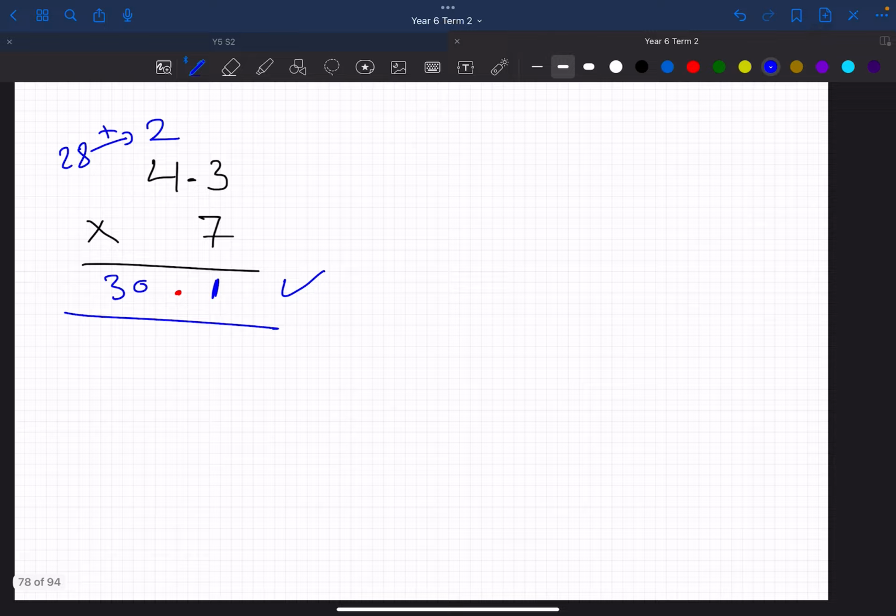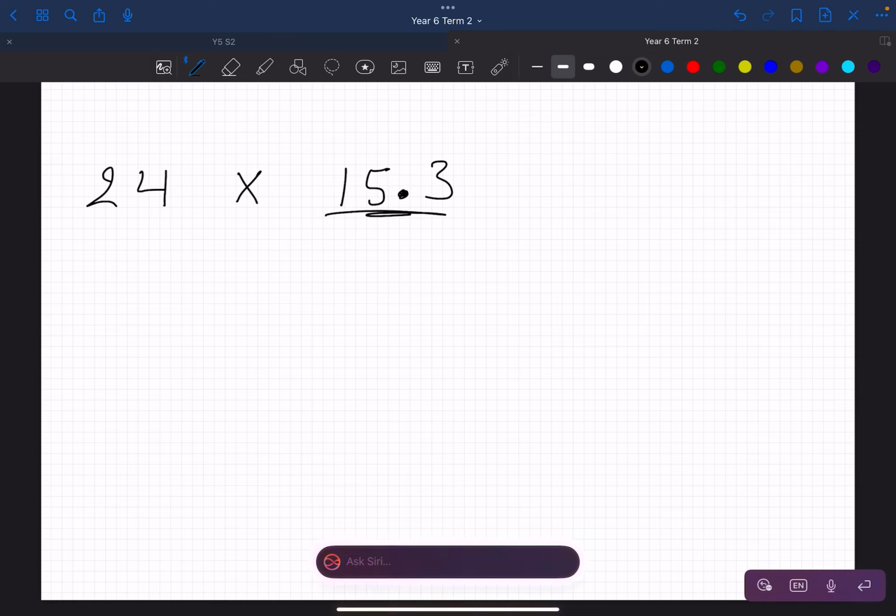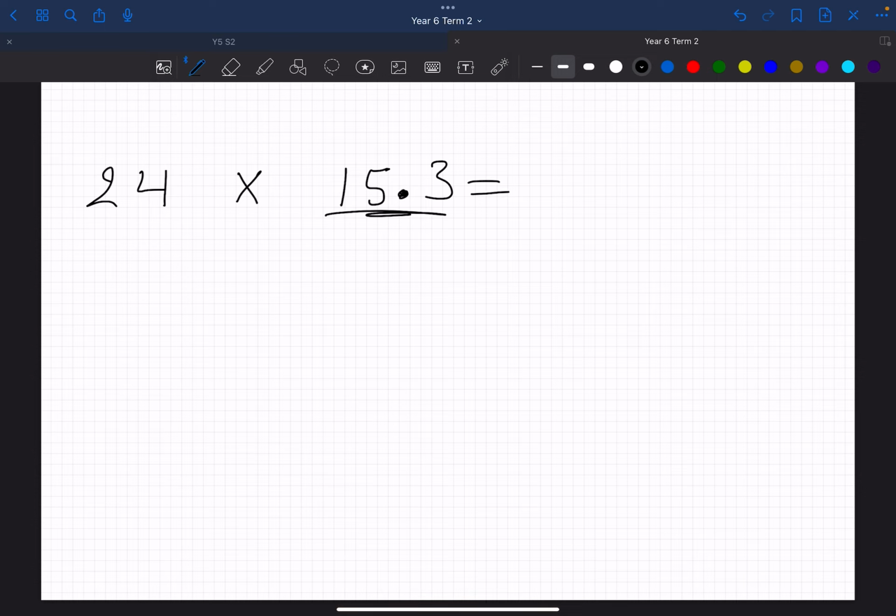Now, the bigger challenge. What if we have a two-digit whole number, like for example 24, multiplied by a decimal number, for example 15.3? What are we going to do? Same. Don't worry. I prefer to take the decimal number up. Always put the decimal number up. This is my way. Do your own way. You can always use the grid method if you like, but I recommend the column multiplication since we all like it.